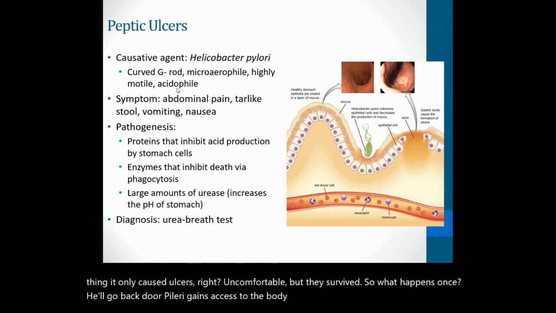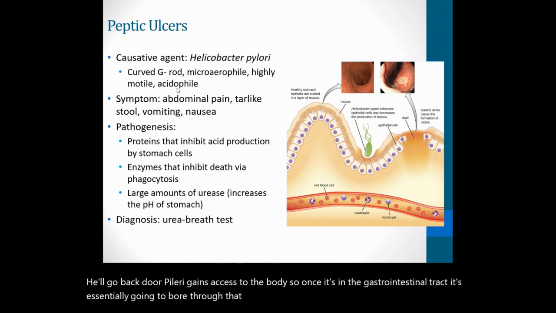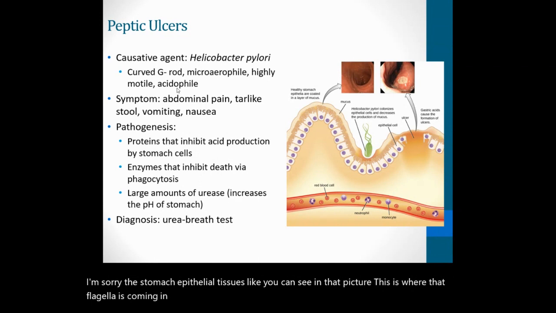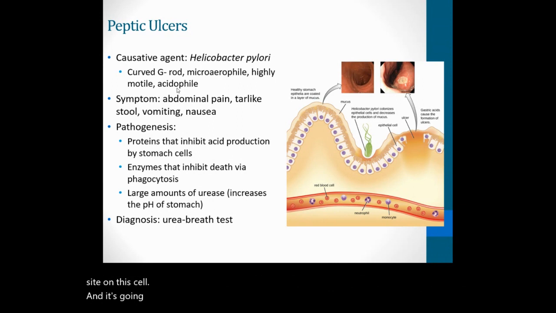So once it's in the gastrointestinal tract, it's essentially going to bore through that outermost mucus layer, right? That's lining the stomach epithelial tissues, like you can see in that picture. This is where that flagella is coming in handy. Then it's going to be able to attach to just a binding site on the cell. And it's going to essentially entrench itself, right?